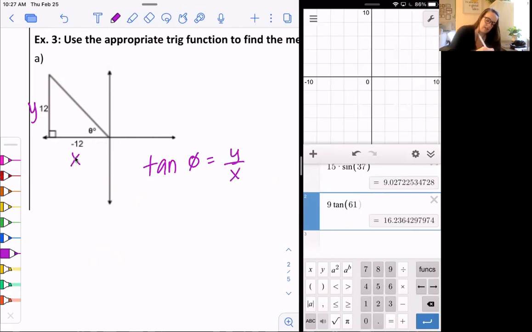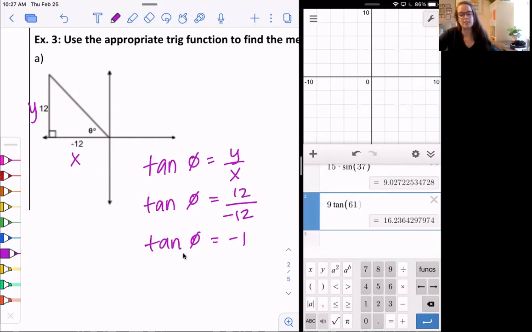So I'm going to have tangent of theta. I don't know theta this time. This time that one is my unknown. And my y is 12. My x is negative 12. I can use positive 12 if I want. And now I know tangent of theta. I can simplify this as negative 1.